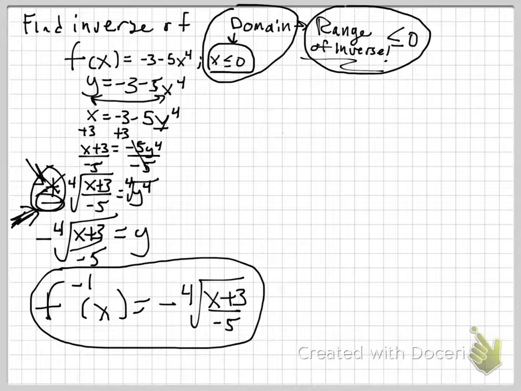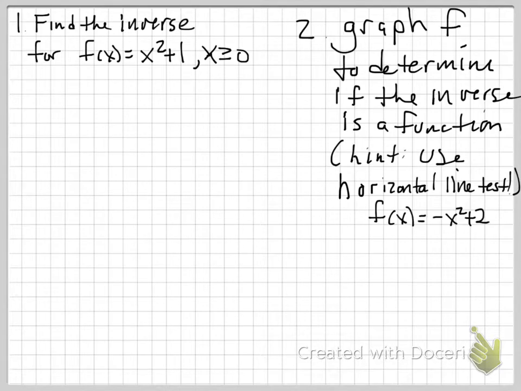Now I would like you to try the last couple problems as a self-quiz. So for number 1, I would like you to find the inverse for f of x equals x squared plus 1 given the domain is x values greater than or equal to 0. And for number 2, I want you to graph f of x, this function down here, to determine if its inverse is also a function. And if you remember, I did something similar in one of my previous examples, and my hint to you is to use the horizontal line test. So if you apply the horizontal line test correctly to the function, you should be able to tell whether the inverse is also a function.